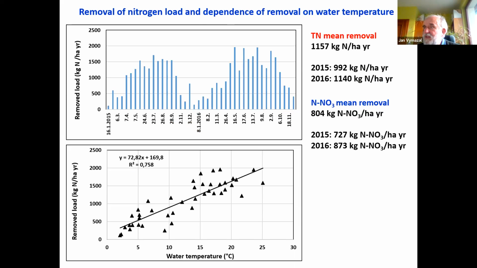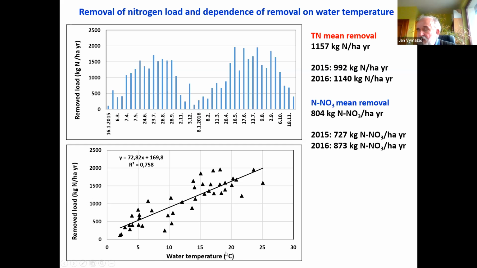Here there are some numbers. So the average removal of total nitrogen was about 1,100 kilograms of nitrogen per hectare per year. So it's very similar to numbers I showed you before from the literature survey. There was a slight increase in 2016. And again, you see that most, 800 kilograms comparing to 1100, so like 70% maybe of the nitrogen was in the form of nitrate.